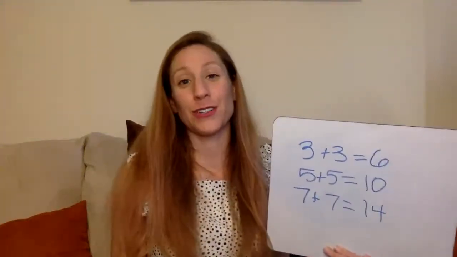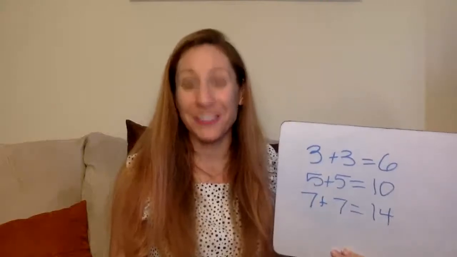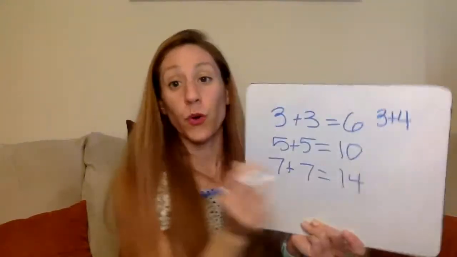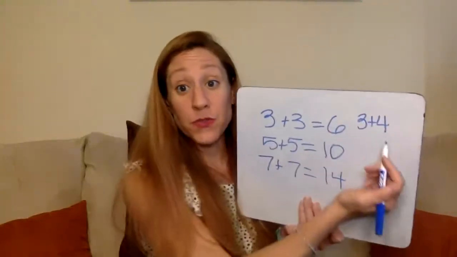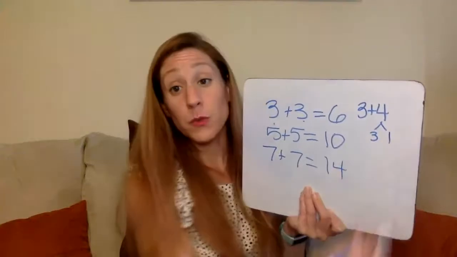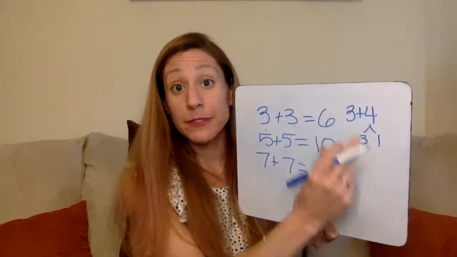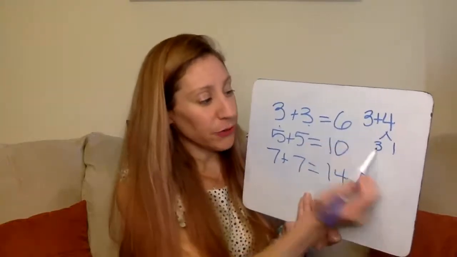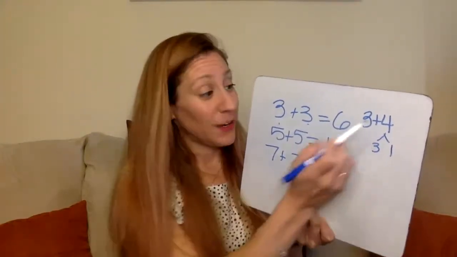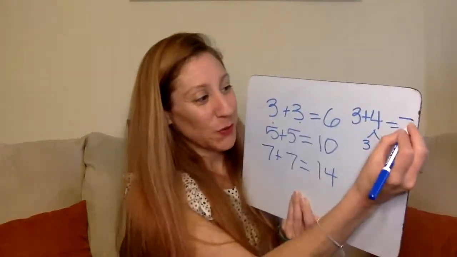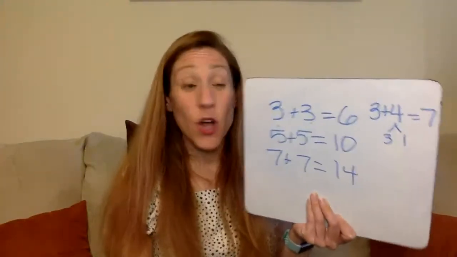We also learned our doubles plus 1 facts. So instead of 3 plus 3, 3 plus 4. So 3 plus 4 is the same as 3 plus 3 plus 1 more. Double 3 plus 1, because 4 is 1 more than 3. So if we know 3 plus 3 is 6, 1 more than that is going to be 7. So 3 plus 4 is 7.